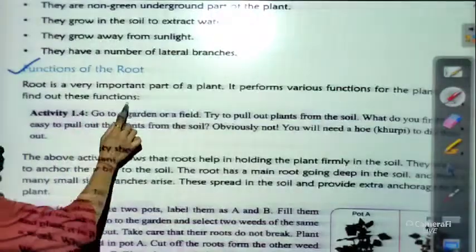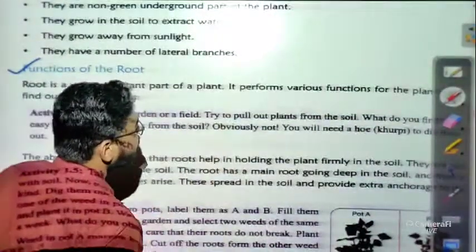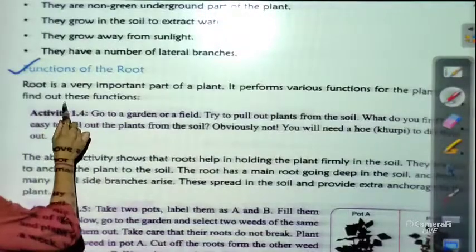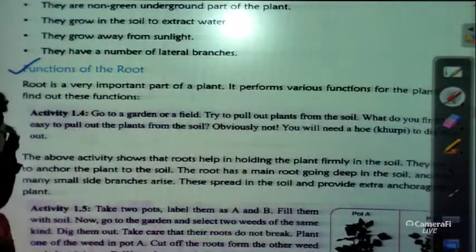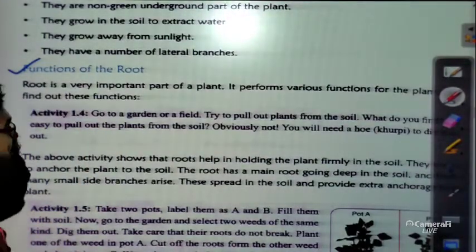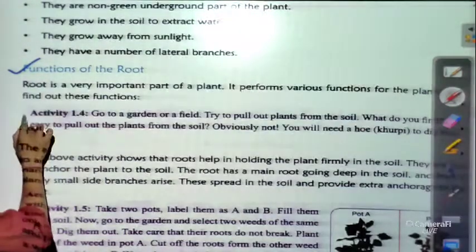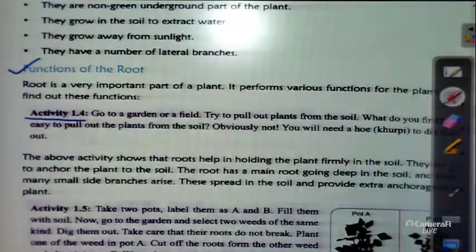So root is a very important part of a plant. It performs various functions of the plants. So find out the functions one by one. There are a few activities through which we are going to find out the functions of the roots. The first activity is activity 1.4.